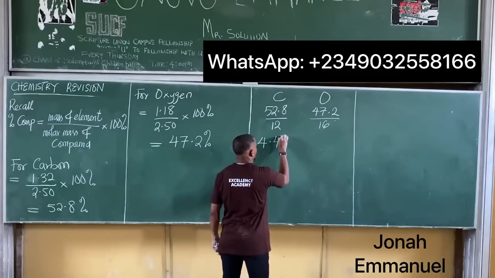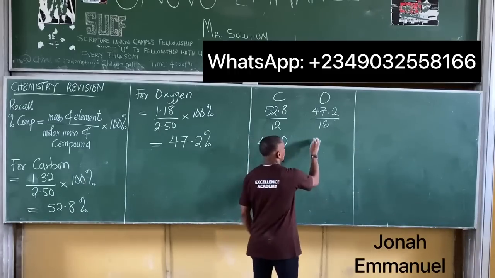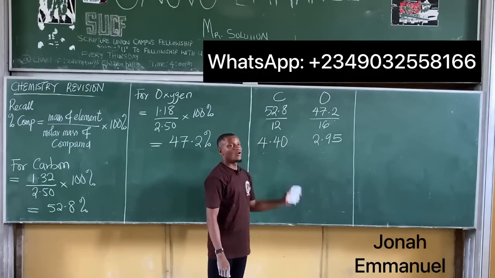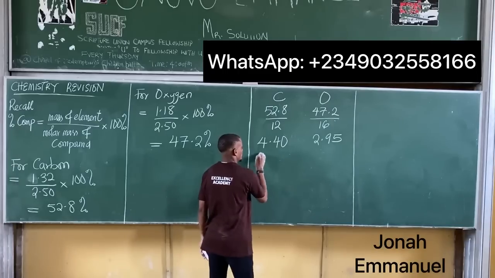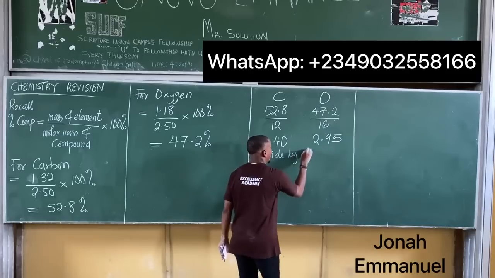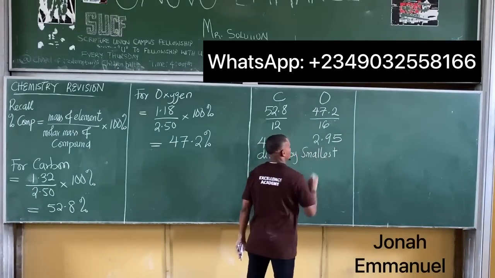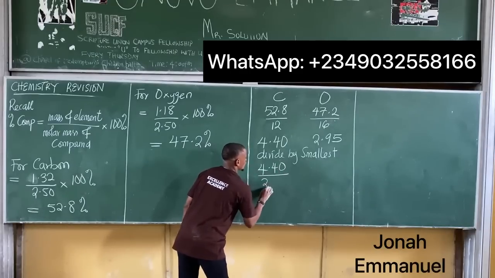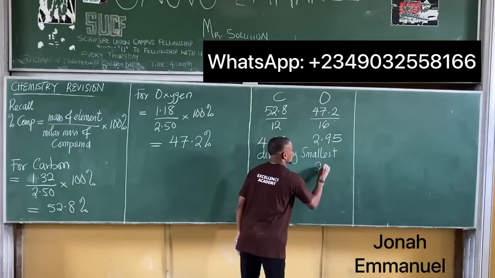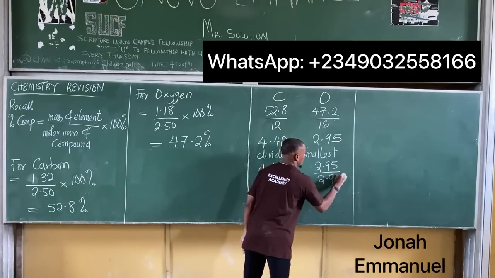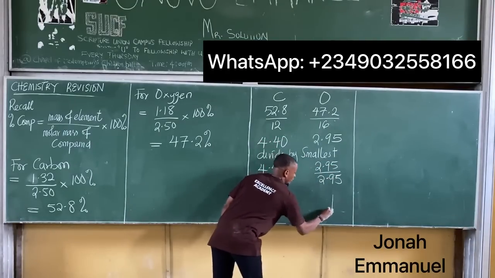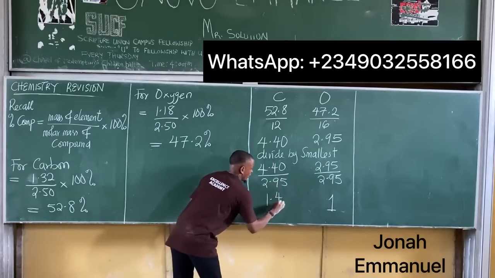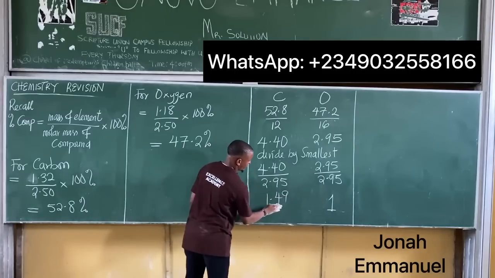4.40. Okay. And this one, 2.95. If I divide by their atomic masses, I now have these values here. What's the next task? Divide by the smallest value. My smallest value here is 2.95, so it becomes 4.40 all over 2.95, and 2.95 all over 2.95. Please help me out. This will give you 1. What do you have here? 1.49.